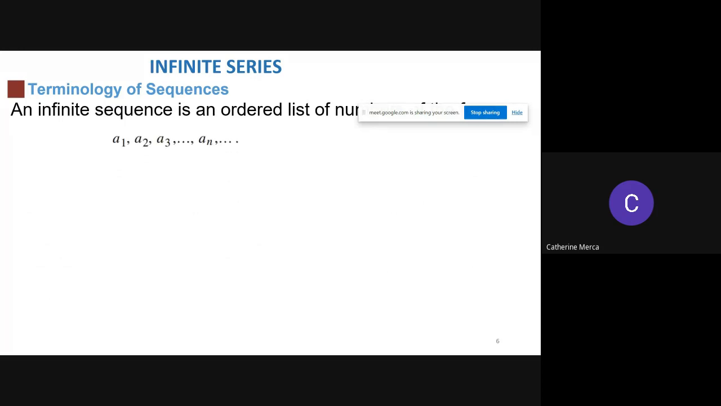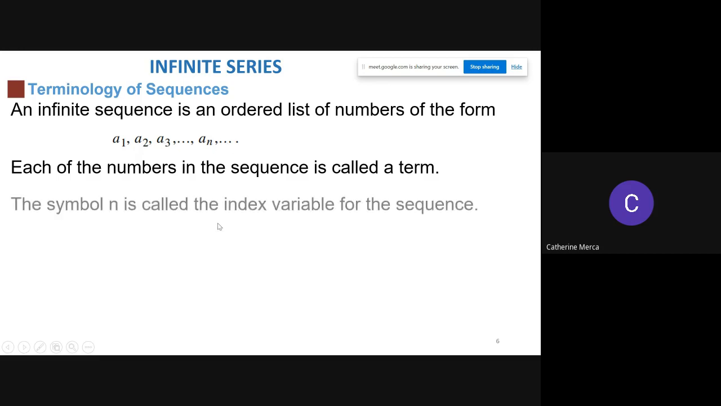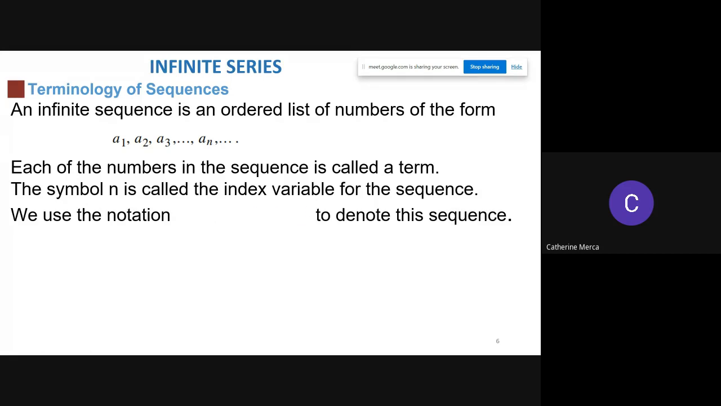You have what you call your infinite sequence. An infinite sequence is actually a listing of numbers of this form, a sub 1, a sub 2, a sub 3, up to a sub n, and down the line. Each of these numbers is called a term. So a sub 1 is one term, a sub 2 another term, up to a sub n, which is the nth term. We make use of this notation, or simply this one, or sometimes simply a sub n.